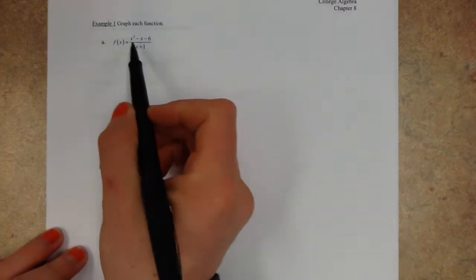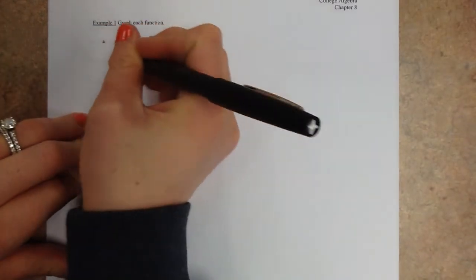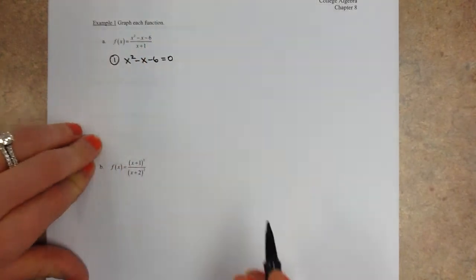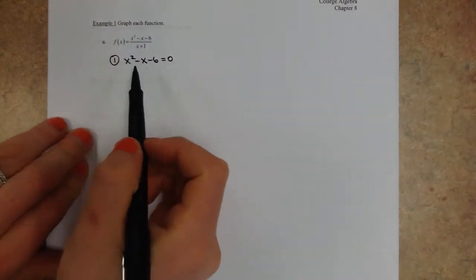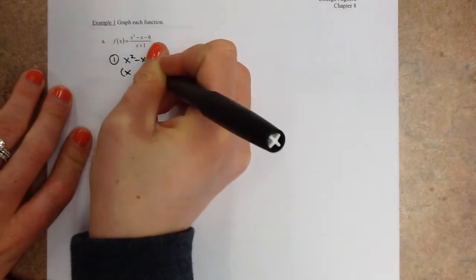So example 1, part A: we've got f of x equals x squared minus x minus 6, over x plus 1. We're going to start by finding the zeros. Step 1, find the zeros: set x squared minus x minus 6 equal to 0. Since this is a quadratic, we solve it by factoring. So we want to start with x and x.